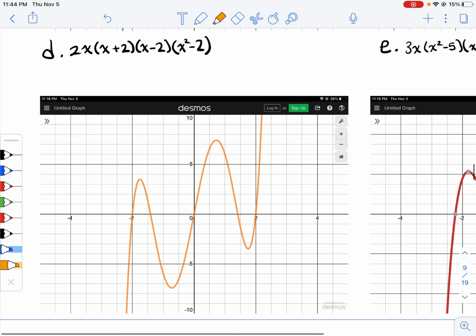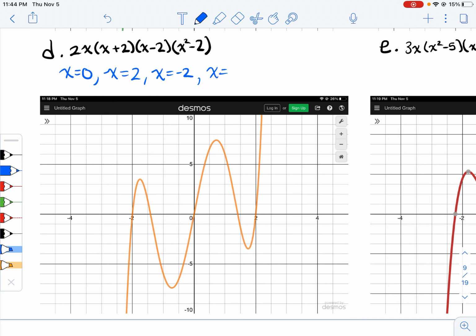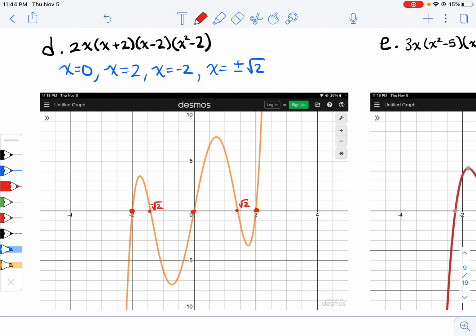If you look at part D here, we said that x equals 0, x equals 2, x equals negative 2, and then we had x equal to plus or minus the square root of 2. So if we look for all of those solutions, I see one at negative 2, I see one at 0, I see one at 2. This is my negative square root of 2, and this is my positive square root of 2. So you can see all those solutions on the graph.